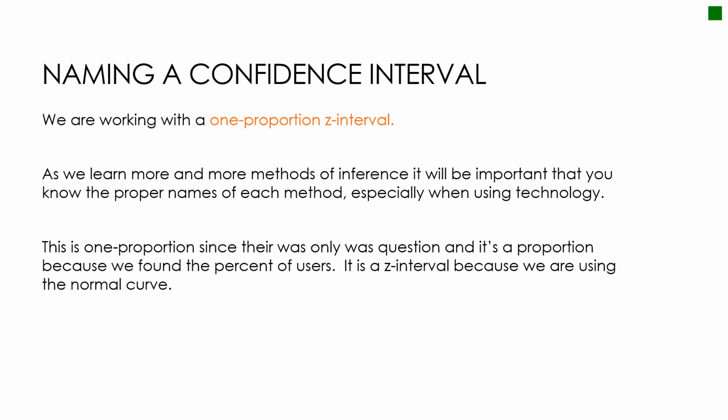So this is called a one proportion z interval. So it's one proportion because obviously we're dealing with a proportion and there's only one of them, which I'm going to show you how to deal with two in a couple of weeks. And it's a z interval because we're dealing with a normal model.